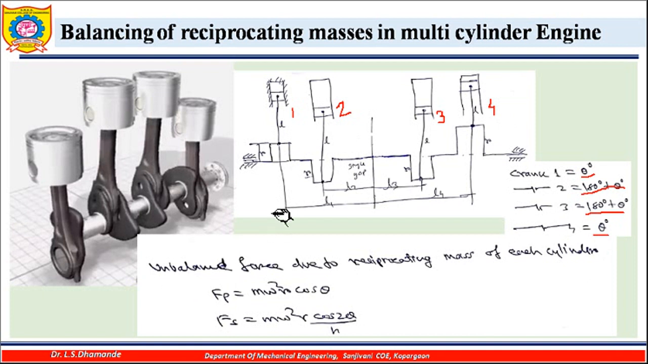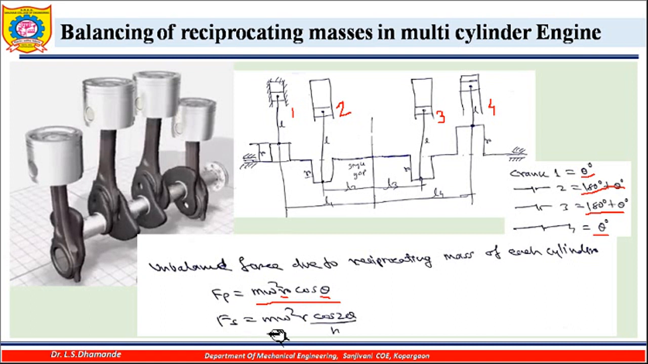Now we know that the unbalanced force due to reciprocating mass of each cylinder is going to act along the line of action of that particular cylinder. The primary force is given by m omega square r cos theta, where m is the mass of the reciprocating part, omega is the speed with which the crank is rotating, r is the radius of the crank, and theta is the angular position of the crank. Definitely with respect to this angular position, this force is going to change, so it is varying cosine-wise.